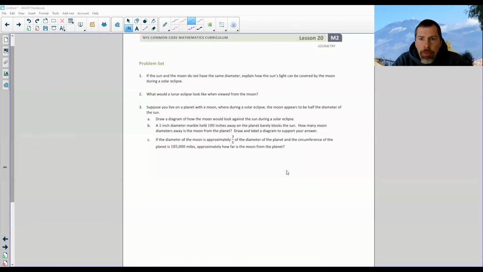Okay, page 3 brings us to the end of lesson 20. Go to your problem set.